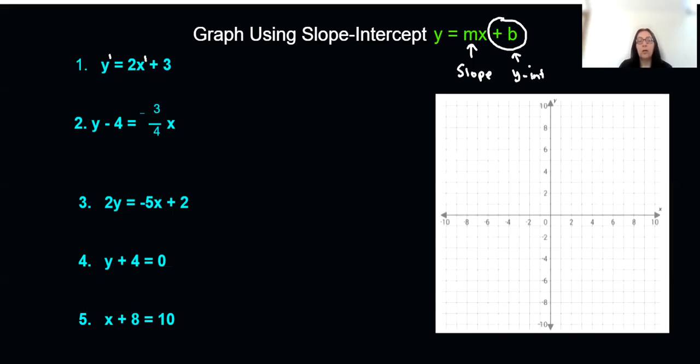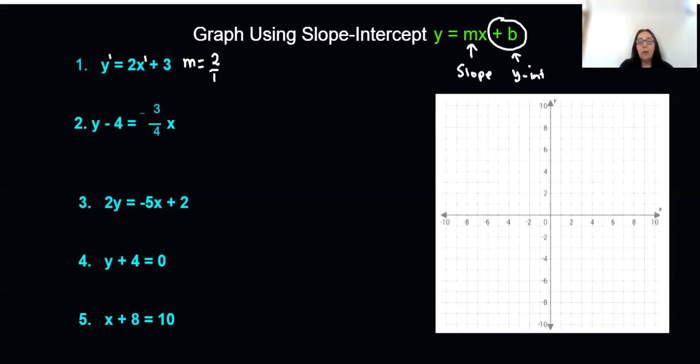So let's take a look here. For slope-intercept form, we want it in y equals. Well, this is in y equals. It's y equals 2x plus 3. The number in front of the x, which is called the coefficient, is 2. That's your slope. And because we're graphing it, we're going to put it as 2 over 1.